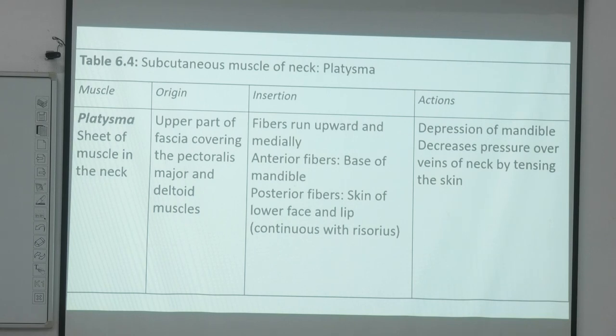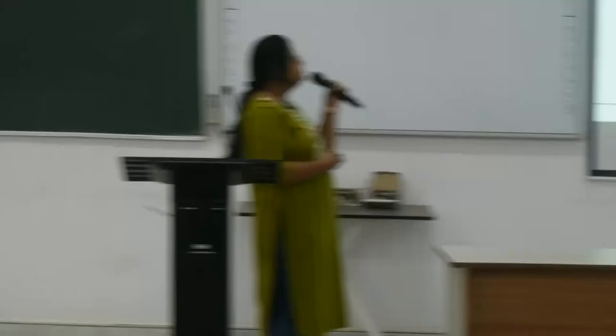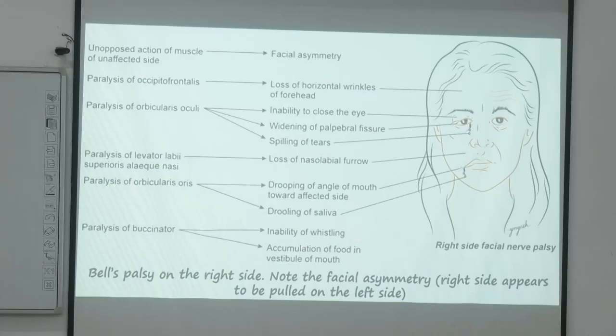How does it originate? This is asked in viva very frequently, platysma. It can also be given as a spotter question, platysma. Okay. Origin: upper part of the fascia covering the pectoralis major and deltoid muscle. Insertion: fibers run upward and medially. Anterior fibers are inserted over the base of the mandible. Posterior fibers, into the skin of the lower face and lip. This is continuous with risorius. Action: it depresses the mandible and lip, and tenses the skin of the neck. Okay, if you remember this picture, you will be able to tell the origin and insertion. Next.